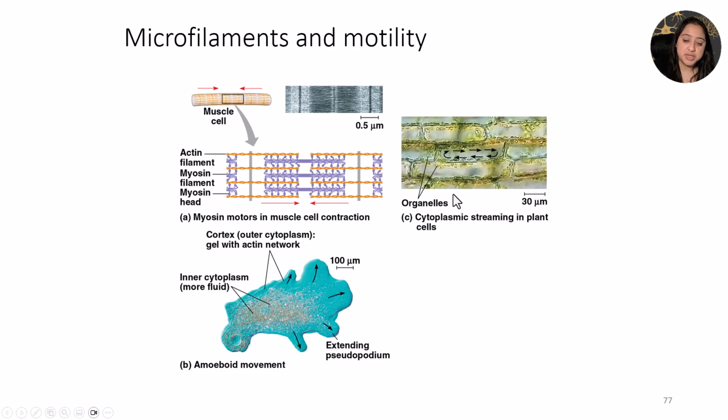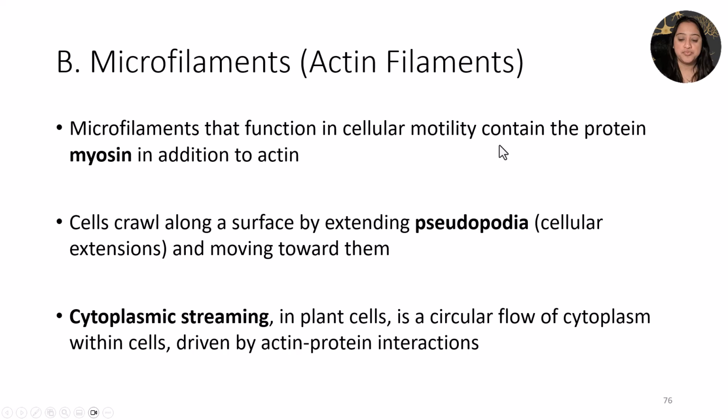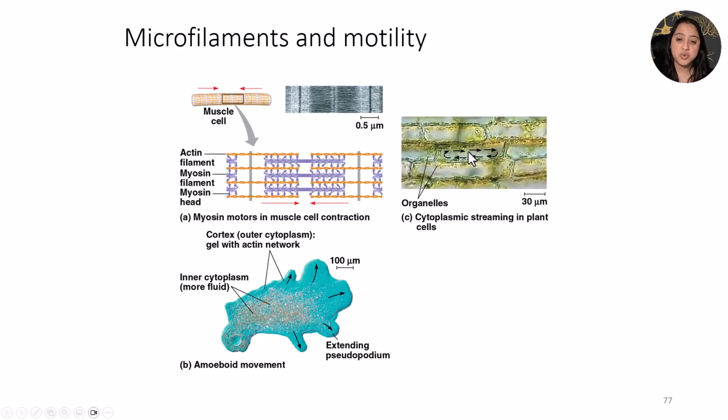And then lastly, in plant cells, cytoplasmic streaming is this circular flow of cytoplasm inside of cells. So if you were to see this in a recording, you would see a little flow of these things.